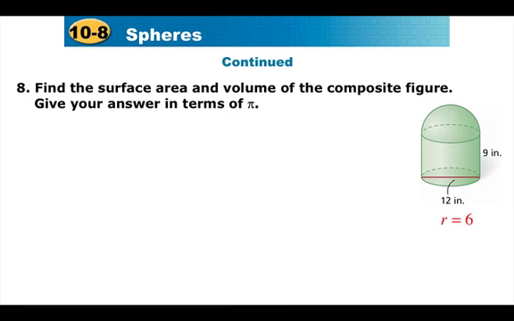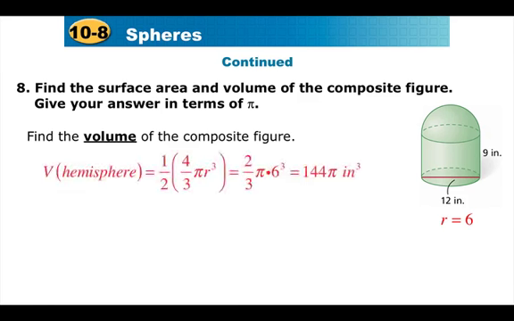So break it up into parts to compute the volume of this composite. I'm going to find the volume of the hemisphere. So basically what I'm doing is taking the formula and multiplying by half, and that's how I end up with 2/3 pi and the radius cubed, and I already substituted the radius here. I end up with 144 pi cubic inches.